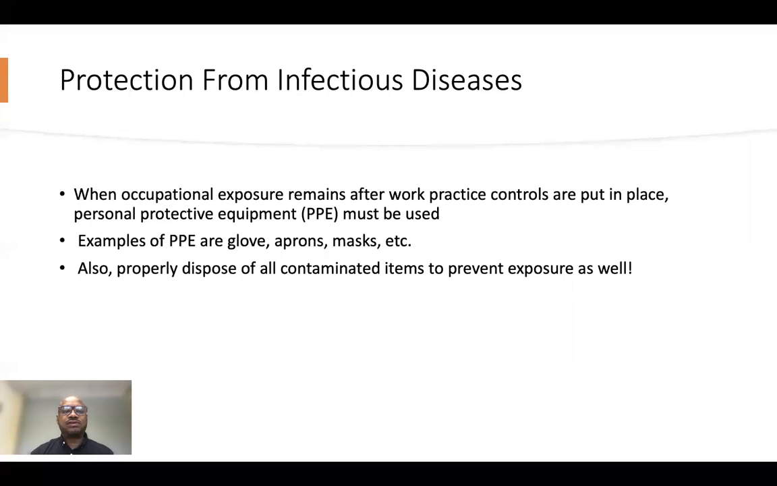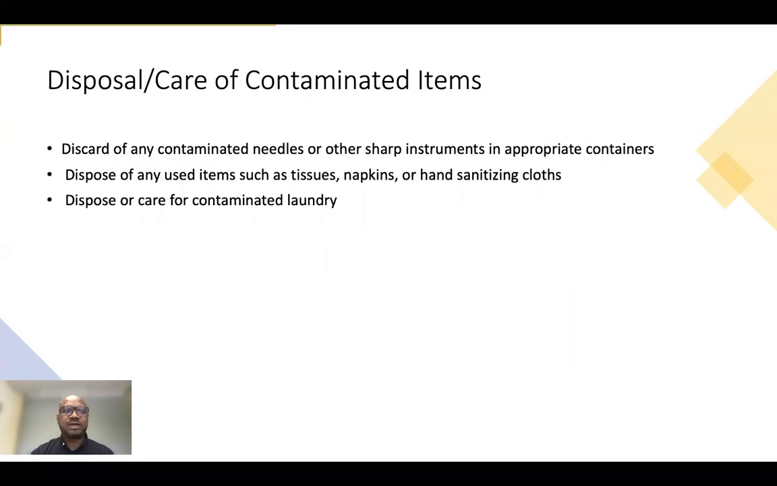When occupational exposure remains after work practice controls are put in place, PPE must be used. Examples of PPE are gloves, aprons, masks, etc. Also, properly dispose of all contaminated items to prevent exposure as well. Discard any contaminated needles or other sharp instruments in appropriate containers. Dispose of any used items such as tissues, napkins, hand sanitizers, and clothes. Dispose of or care for contaminated laundry.